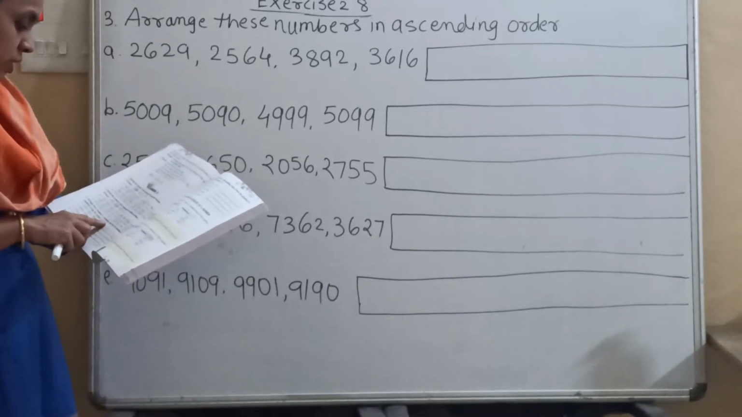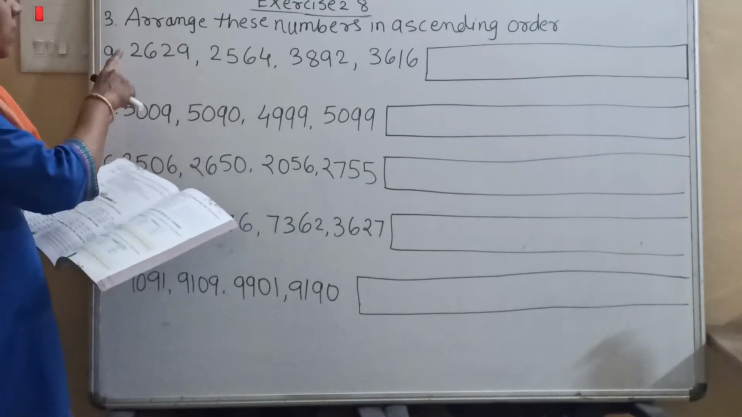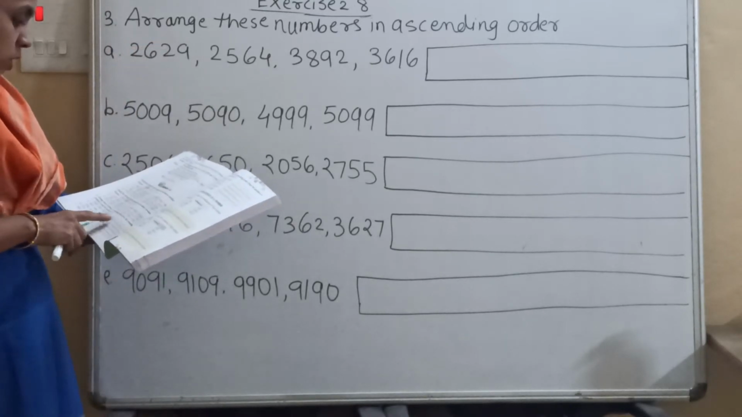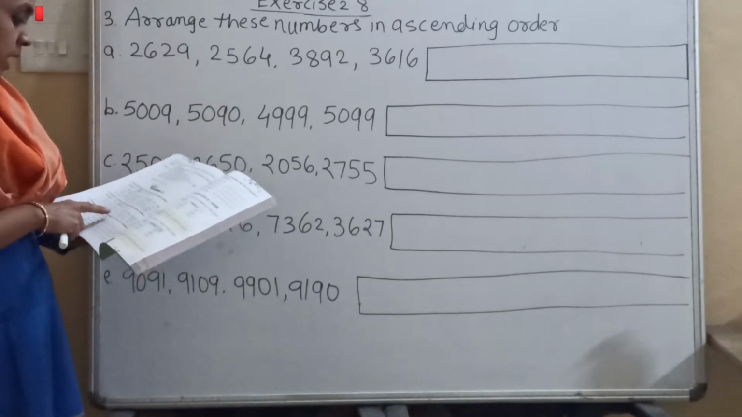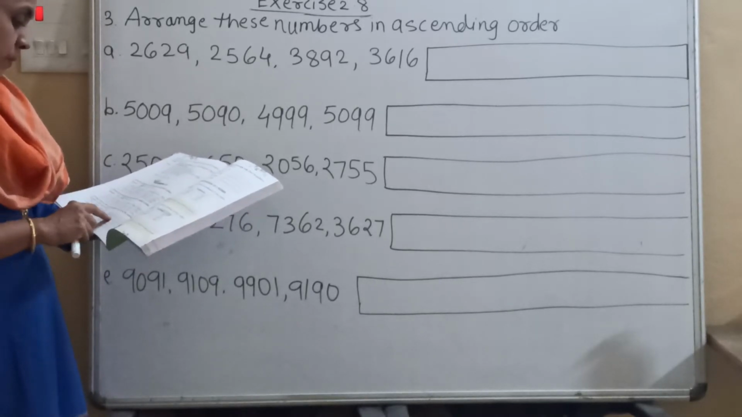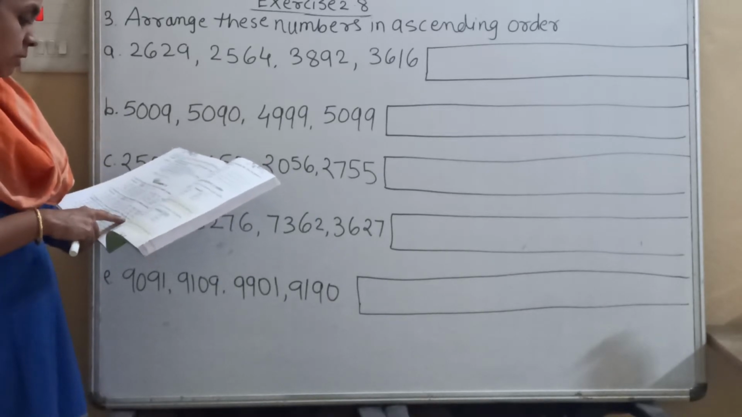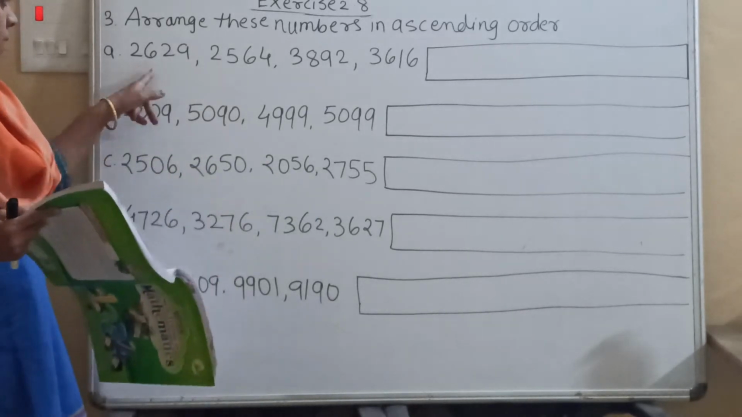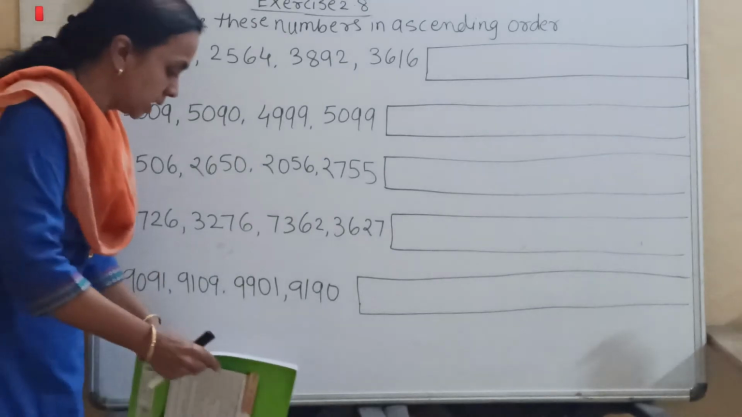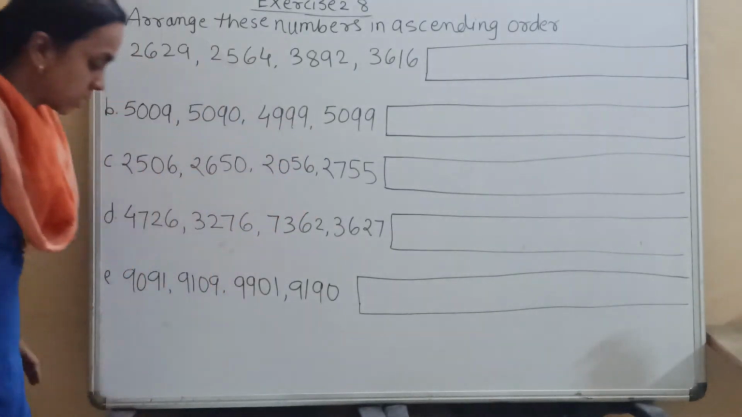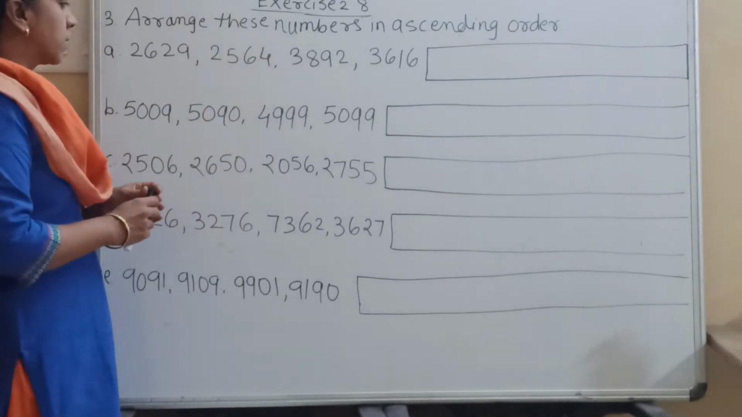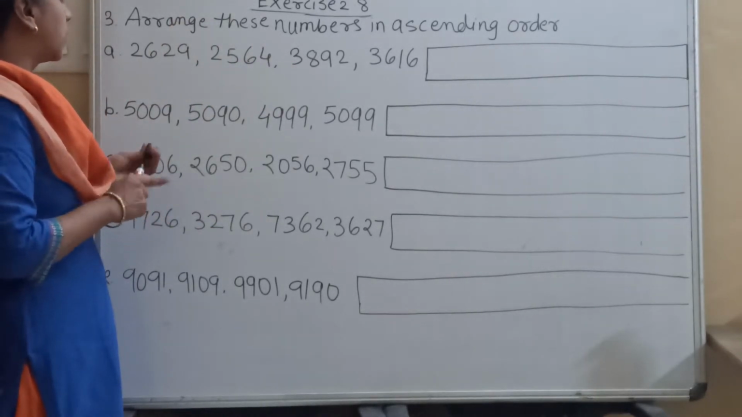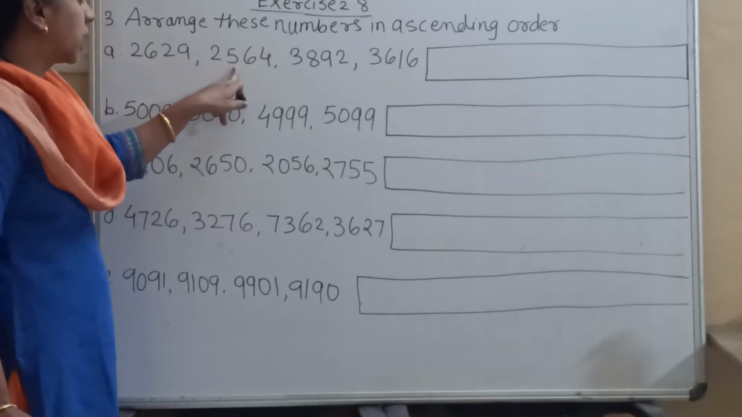Now see third question. What is given in this third question? Arrange these numbers in ascending order from the smallest to greatest using the symbol greater than, less than. Okay, so what we have to do here? We have to write down all these numbers in ascending order, means from smallest to bigger. So we have to first find out which number is the smaller number.